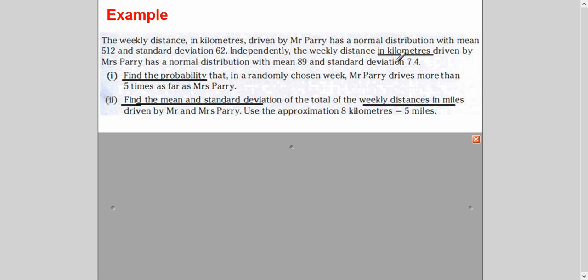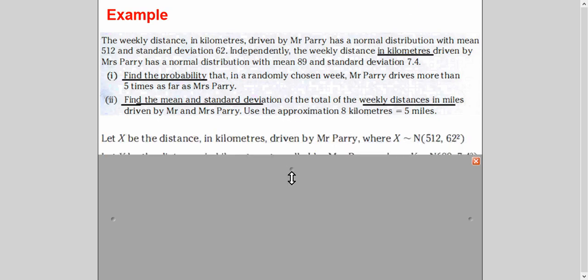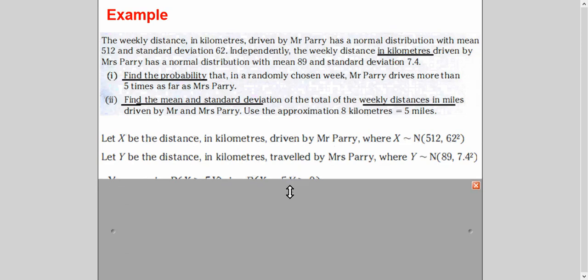First of all, let's write it in mathematical notation or distribution form other than words, so it's easy to understand. So here it is. Exactly what is in the paragraph is written here in this form. We are giving variable x as the name for Mr. Perry and variable y for Mrs. Perry.